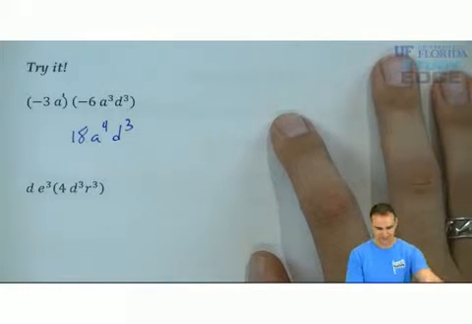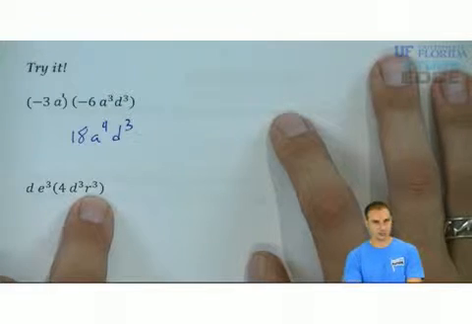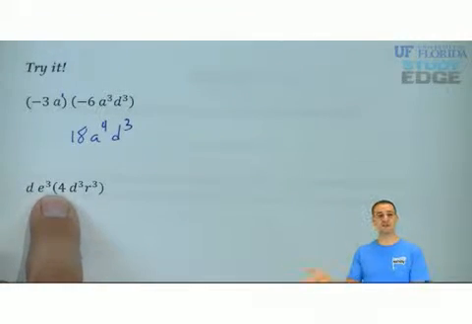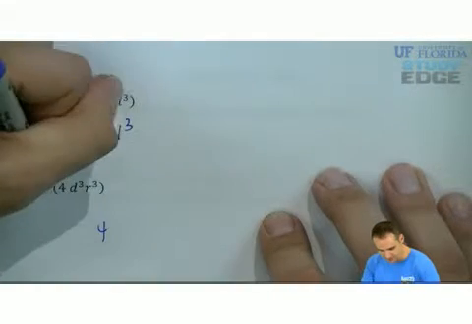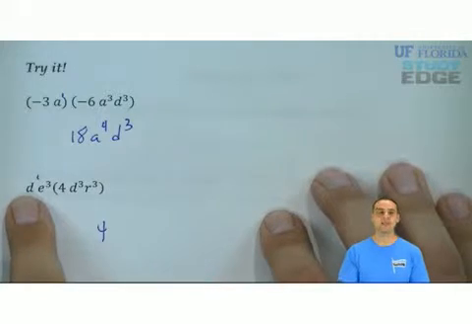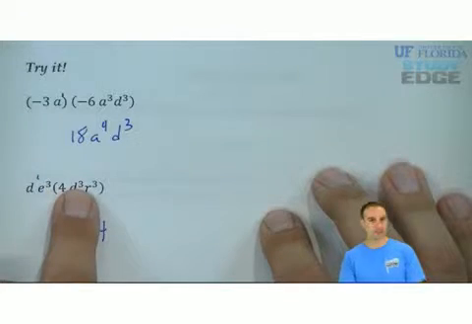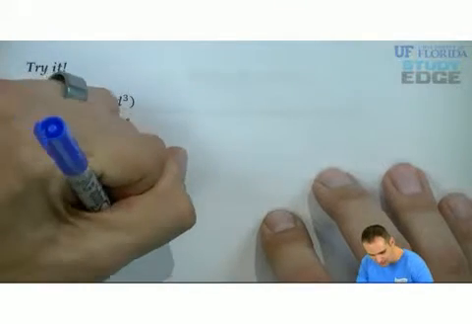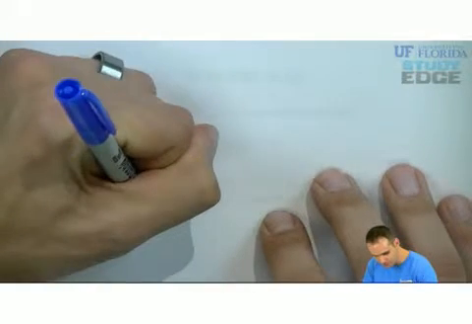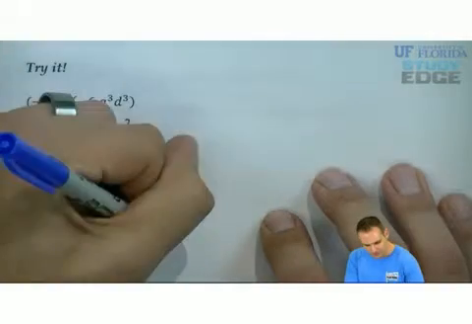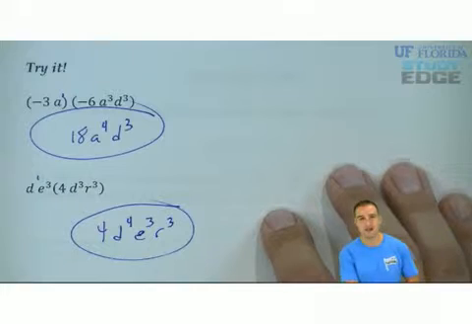Let's do another. Here I have d e cubed times 4 d cubed r cubed. In this case, we have a single coefficient 4. That's fine. We just bring the 4 down. D is d to the 1st. So in this case, we have d to the 1st times d to the 3rd. When you multiply, you're going to add the exponents. So 1 plus 3 will give you d to the 4th. E to the 3rd, nothing else to multiply by, so it's still in the answer. And r to the 3rd, same thing. There's your two answers for the ones that you tried.